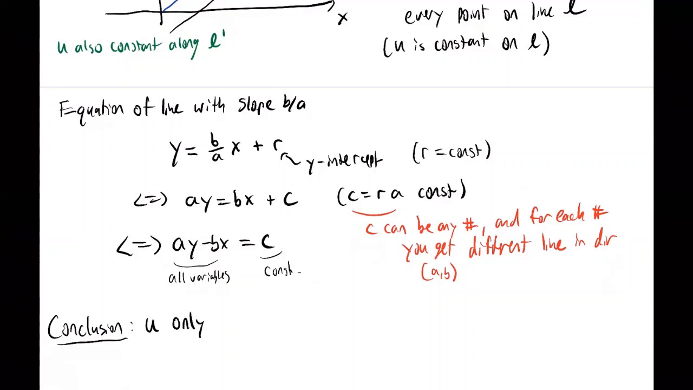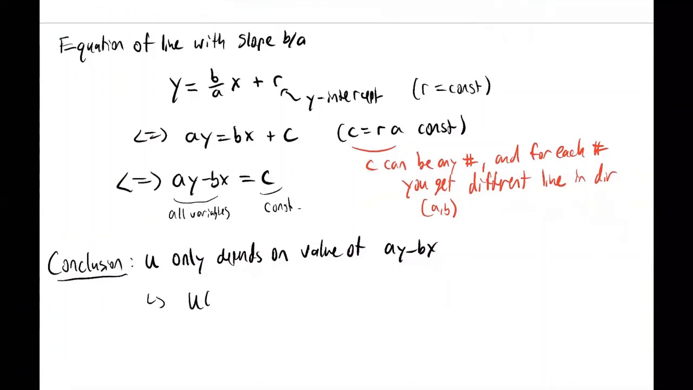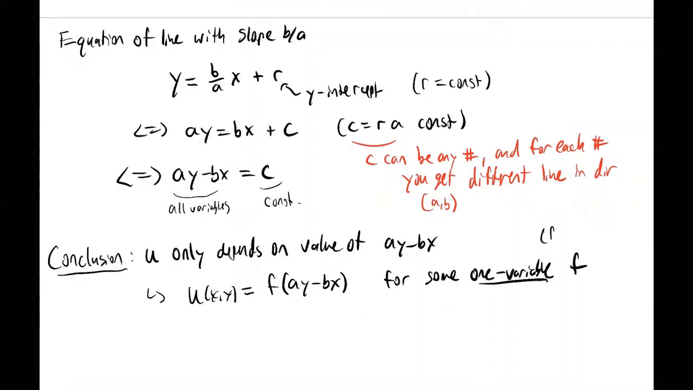of the left-hand side. So u only depends on the value of ay minus bx, because this value just tells you which line you're on. And then once you're on that line, you know that it has to be the value associated to that line. And so a way of saying this precisely is that u must equal some function of this quantity. So u is equal to f of ay minus bx, where f is some one variable function. Right, so again, f is some function.